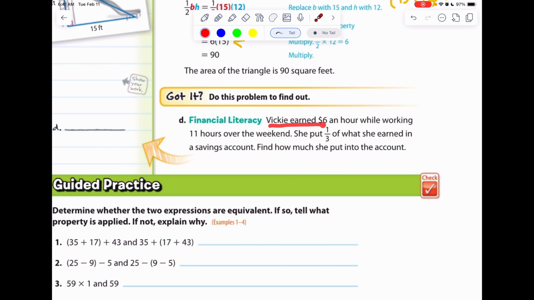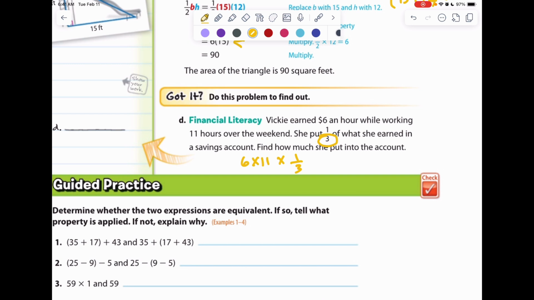Let's look at D. Vicky earned $6 an hour while working 11 hours over the weekend. She put 1/3 of what she earned in a savings account. Okay, find out how much she put into the account. So we know we have $6 times 11 hours, and then basically we divide that by 3. We write it as times 1/3.